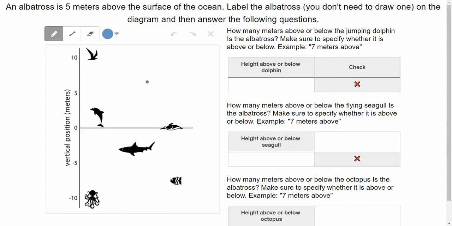Now, we have another one. We have an albatross. The albatross here is 5 meters above the surface. So again, here's our albatross. Let's say it's facing the camera, right? Speak, and now it looks more like a bat.